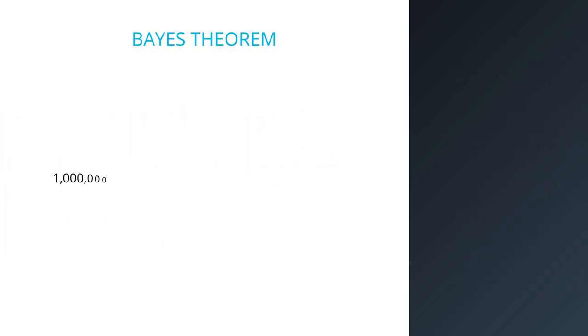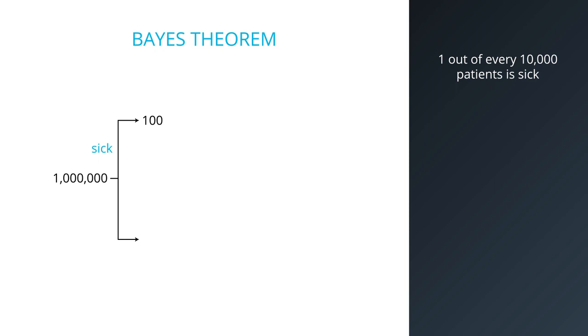Let's say we start with 1 million patients, and they have two options, healthy and sick. Now, since 1 out of every 10,000 patients is sick, then from this group of 1 million patients, 100 will be sick, and the remaining 999,900 will be healthy. Now, let's remember that for every 100 patients, 99 get correctly diagnosed, and 1 gets incorrectly diagnosed. This happens both for sick and for healthy patients.